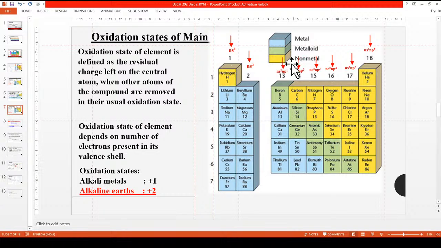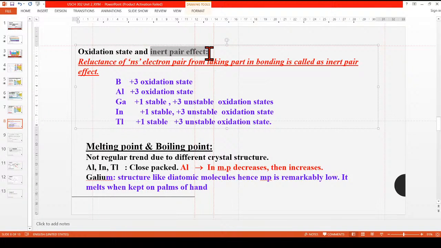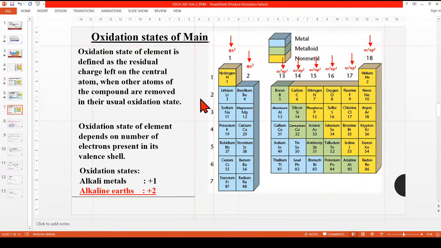In the case of the boron family, since the d orbital and f orbital come in between, their sizes are different. There is the effect of inert pair. What does inert pair effect mean? If you take the electronic configuration of boron, it lies in the second row.